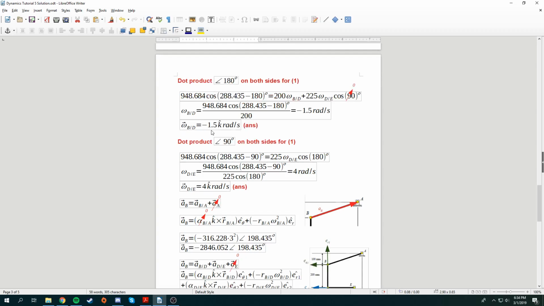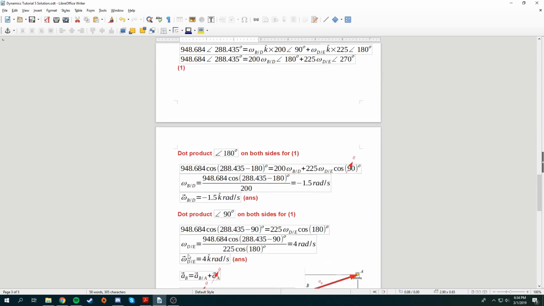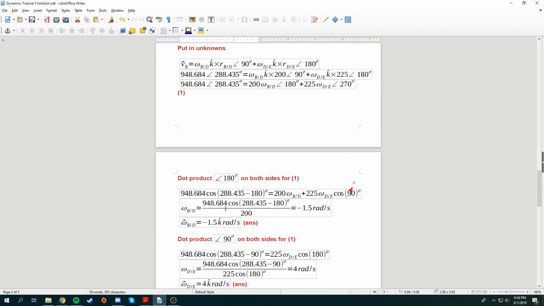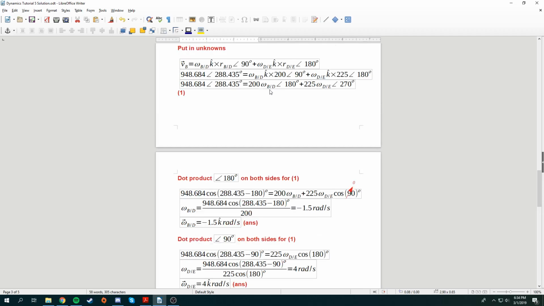Hence, the answer is negative 1.5 in the k direction for omega b from d. Okay, next, I'm trying to find omega d from e, so I dot product 90 degrees to get rid of omega d from b. Because over here, omega d from b is in the direction of 180 degrees. When you dot product 90 degrees, the angle between them is actually 90 degrees, and hence you can get rid of omega b from d.